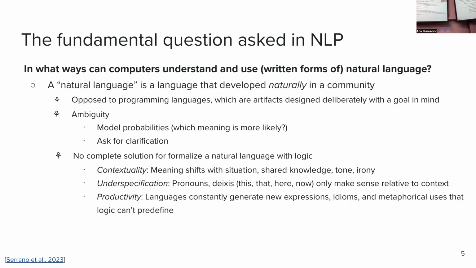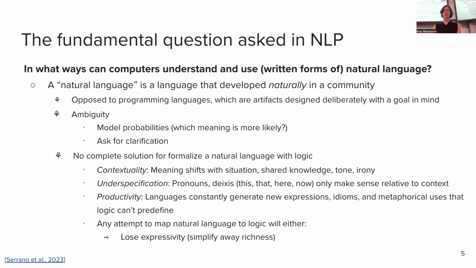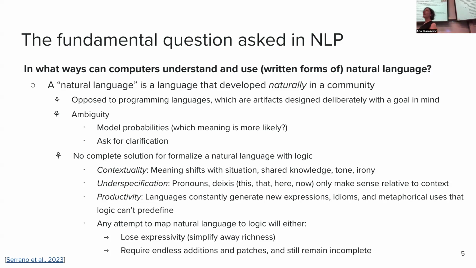Another problem why we can't formalize language with logic is that no matter how much we try, there will be a new word that is going to appear, and we have used it in one way previously, and now we are using it in a completely different way. So any attempt to map natural language to logic will either lose expressivity, we will simplify away richness, or it will require endless additions and patches, and it will still remain incomplete. So these are some of the biggest challenges with natural language as opposed to programming language.